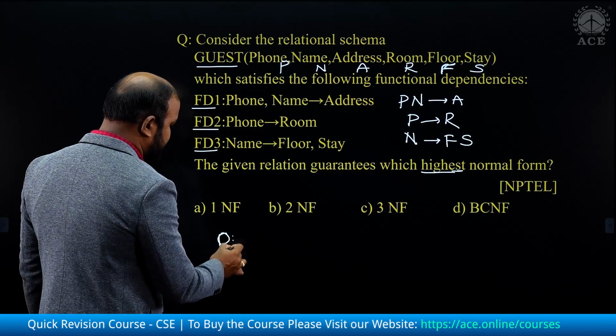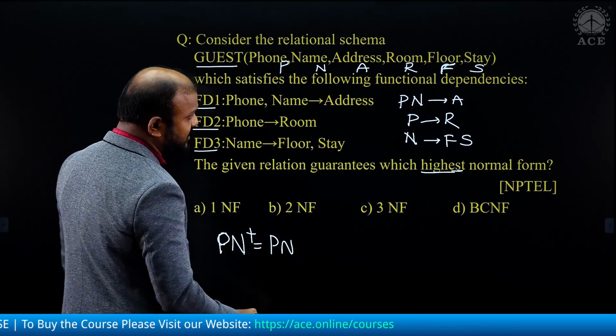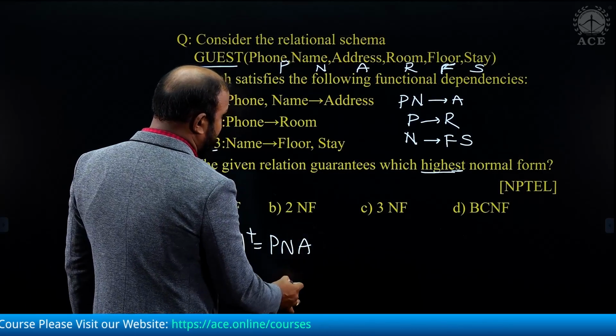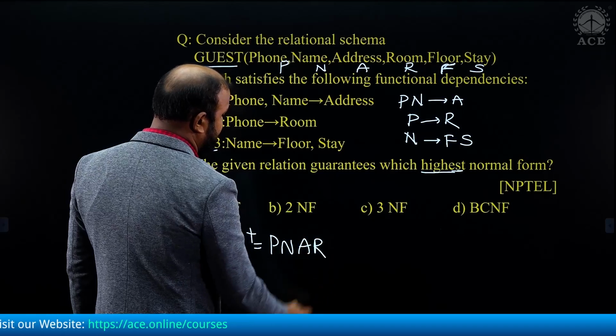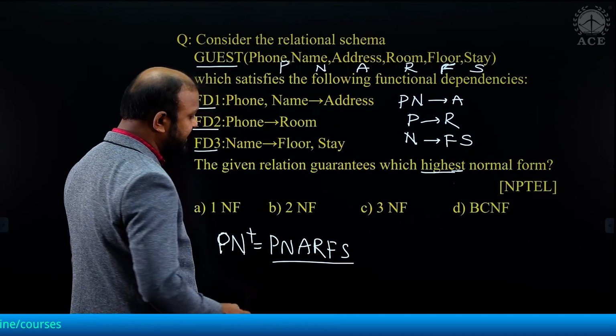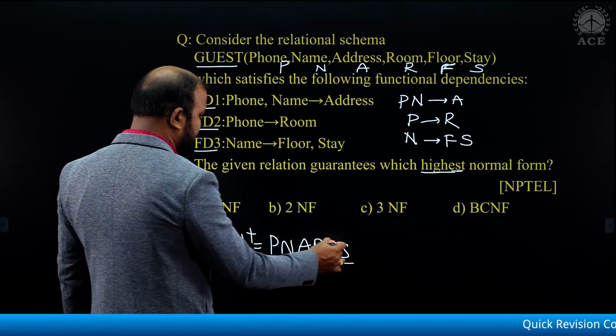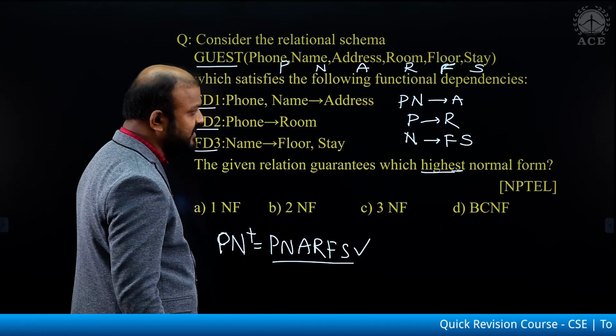What is the closure of PN? If I take the closure of PN, with PN, A is possible, with P, R is possible, with N, F and S are possible. Are you getting all attributes? Yes, all attributes. Then I can call PN a key for the relation.